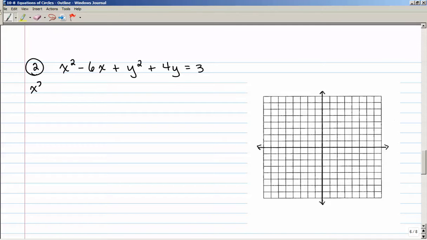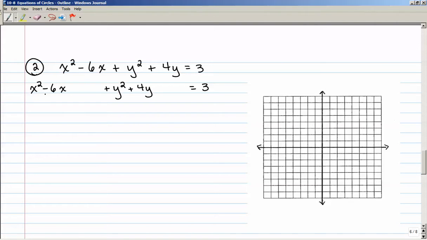So I'm going to write x squared minus 6x, and I'm going to leave a space. And I'm going to write y squared plus 4y, leave a space, equals 3. So what I need to do is turn this x squared minus 6x into a perfect square trinomial so that I can factor it into something in parentheses squared. And the same thing with the y squared plus 4y. I need to turn this into a perfect square trinomial so that I can factor it into something in parentheses squared. And if you recall from Algebra 1, the way to do that is to take half of this number in the middle and square it.